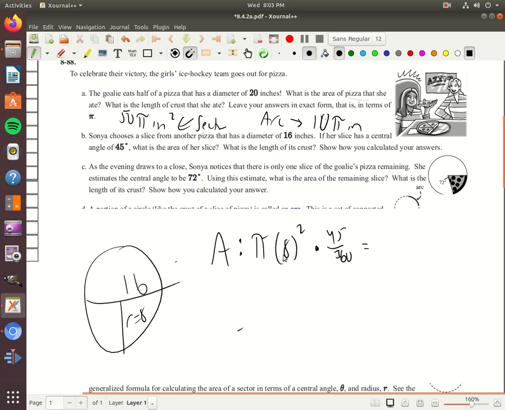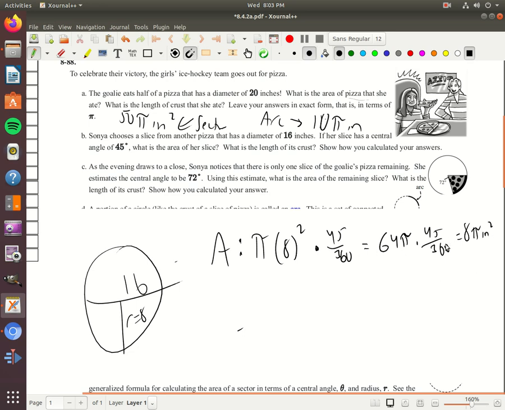Again, just be aware of a couple things. First of all, we need to do order of operations. So this is going to be 8 squared first. So this will be 64 pi. 8 times 8, 64 pi times 45 over 360. I would say grab a calculator. This is going to end up being 1/8 and it's going to be 8 pi, but most of you probably don't know that. So 64 times 45 is 2880 divided by 360 is going to equal 8 pi like we talked about. 8 pi inches squared.